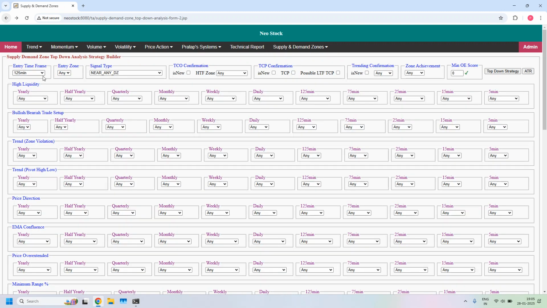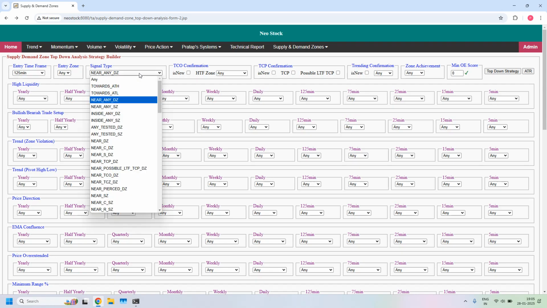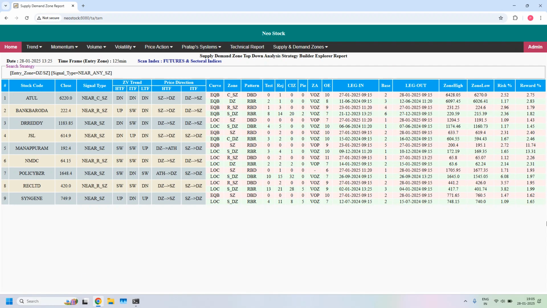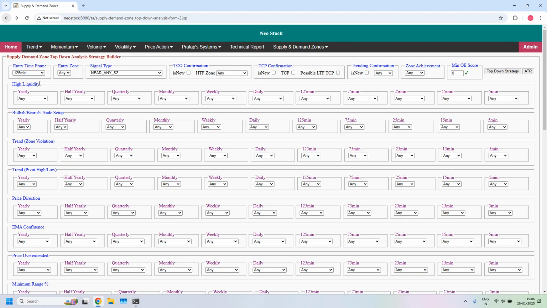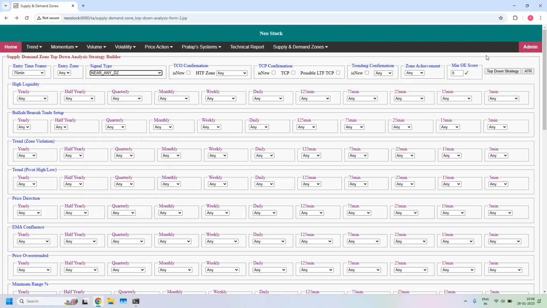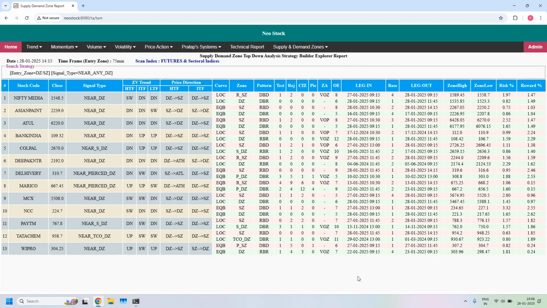Okay, next, 125 minutes time frame, stocks near the 125 minutes supply zone. 9 stocks are filtered. Okay, next time frame is 75 minutes, the entry time frame. Let us find the stocks near the 75 minutes demand zone. We got 13 stocks.